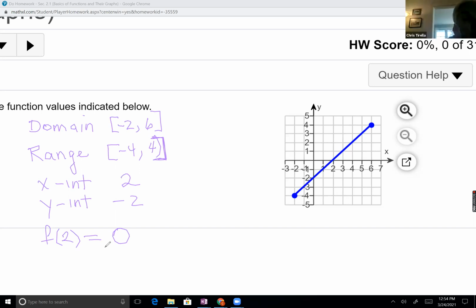How did I do? Did everybody get that the lowest x value is -2 and the highest is 6? So the domain is the closed interval from -2 to 6. Yeah, that one was easy. It's actually 26 that's kind of hard.